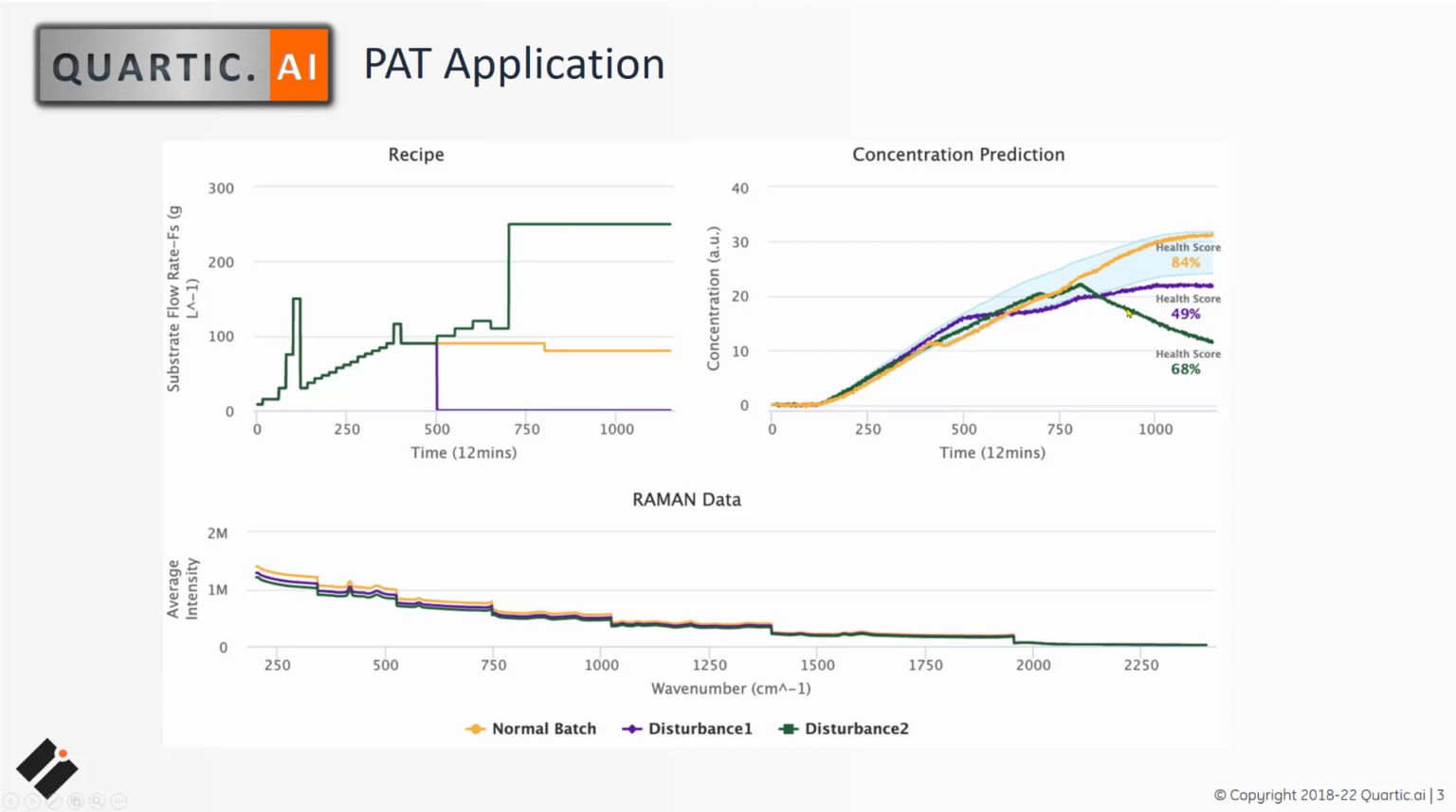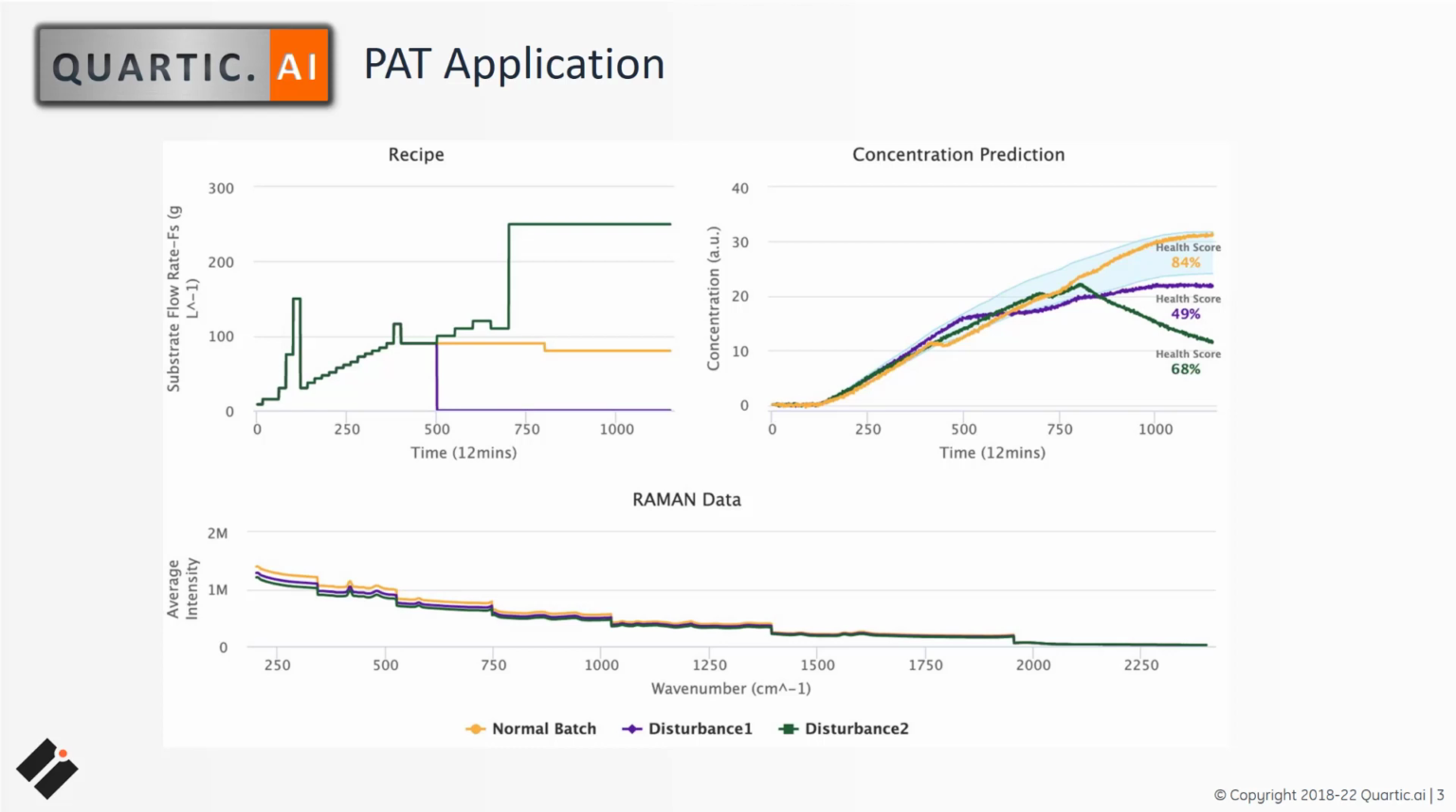In this case, we are also monitoring an overall batch health score, so we can see how this change in concentration also impacts the overall product health score, going from 84% if we followed the recipe down to either 68 or 49% based on those flow rate adjustments. And again, we were able to see that impact on the final product quality in real time while the batch was still running.